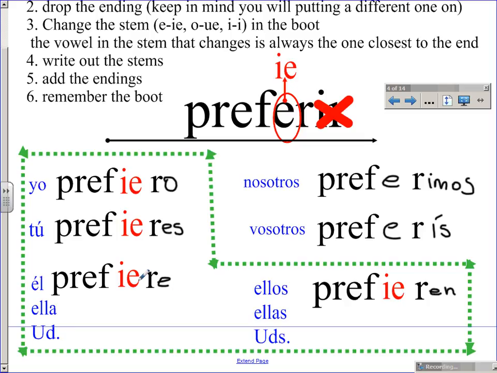Usted prefiere, you formal prefer. Nosotros preferimos, we prefer. Vosotros preferís, you all informal prefer. Ellos and ellas prefieren, they prefer. And ustedes prefieren, you all formal, or if you're not in Spain, informal as well, prefieren.